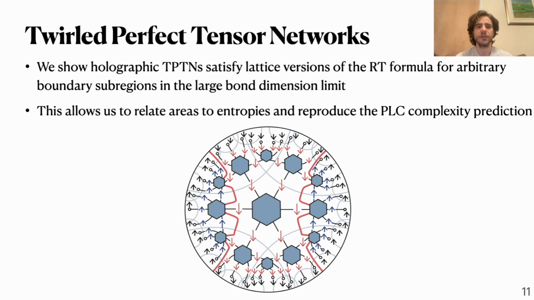We then showed that twirled perfect tensor networks reproduce the RT formula in the large bond dimension limit via mapping to a statistical Ising model similar to the original random tensor network calculations. This allows us to relate areas to entropies and reproduce the PLC complexity prediction.